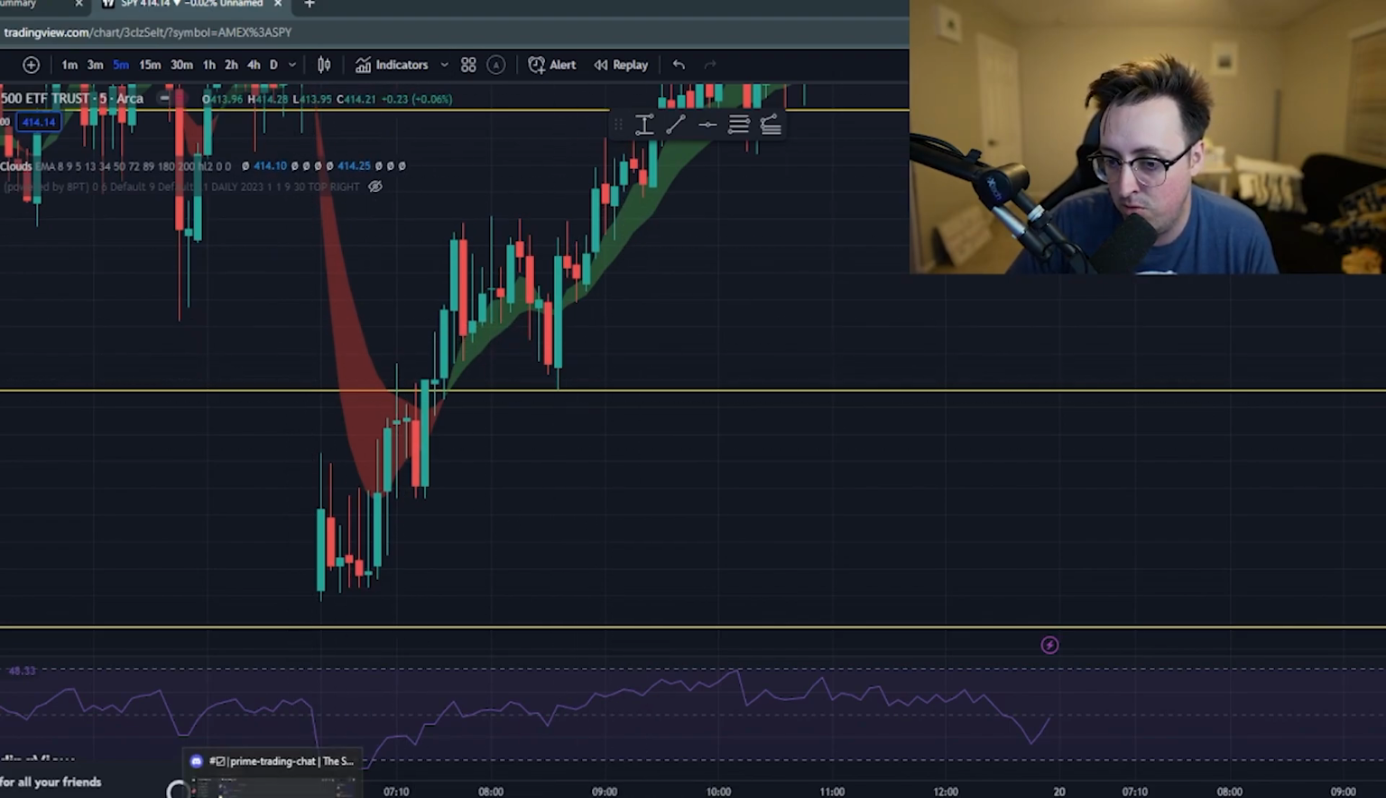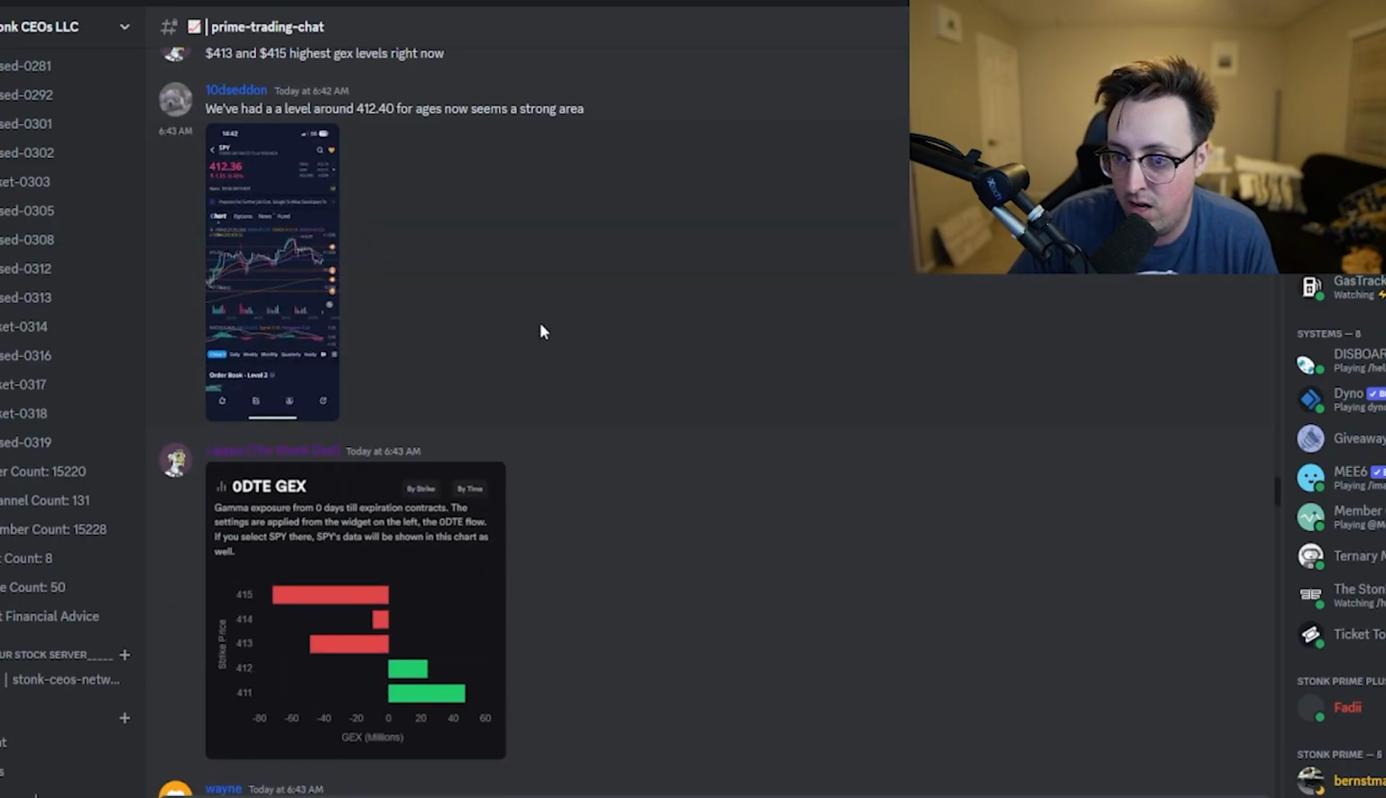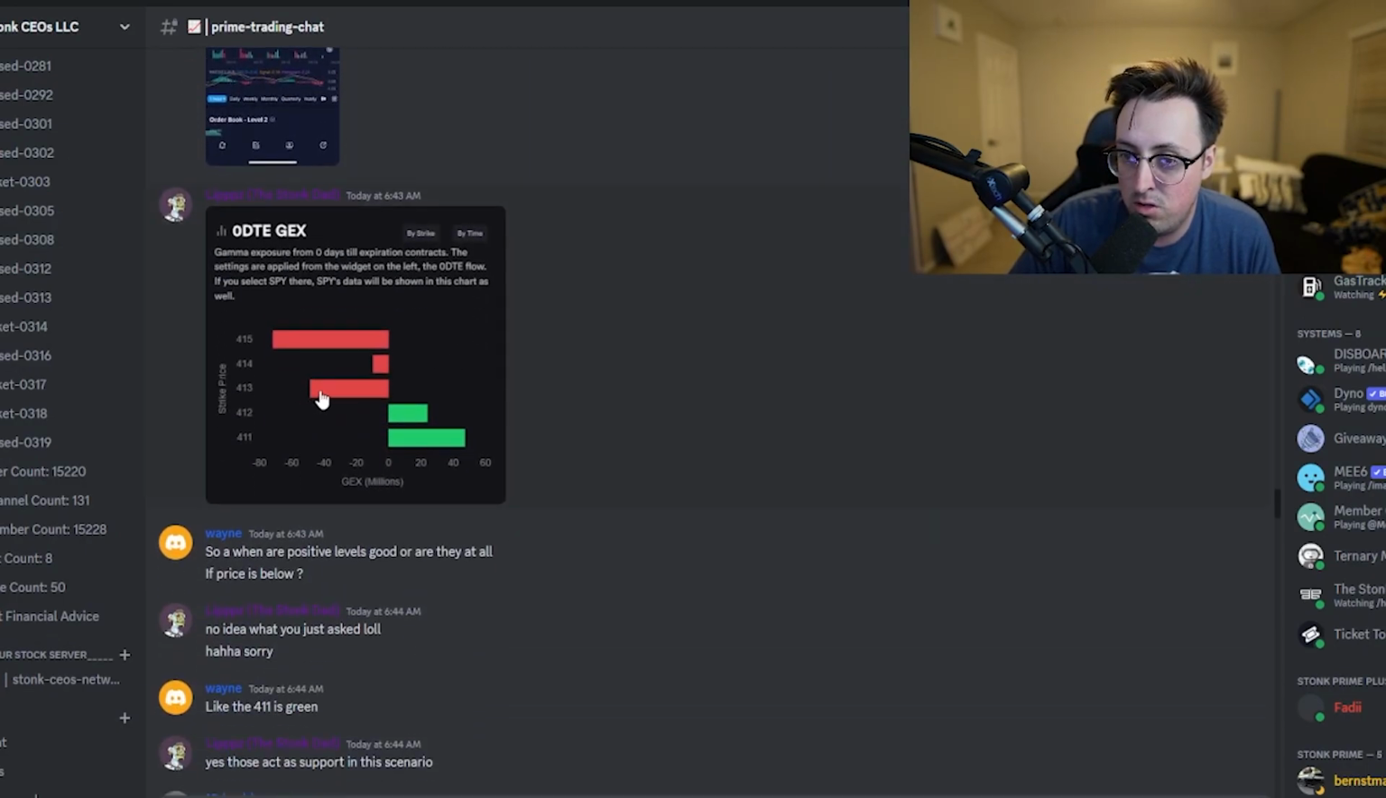So let's move on and I can show you exactly what happened here. So 413 and 415 were still pretty negative towards 15 minutes after market open. But then I saw these green bars pop up, which are positive gamma. So ideally, those are support and resistance levels, the positive ones.